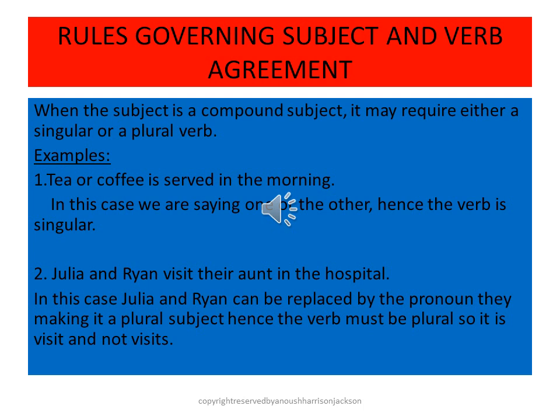Number 2. Julia and Ryan visit their aunt in the hospital. In this case, Julia and Ryan can be replaced by the pronoun they, making it a plural subject. Hence, the verb must be plural, so it is visit and not visits.